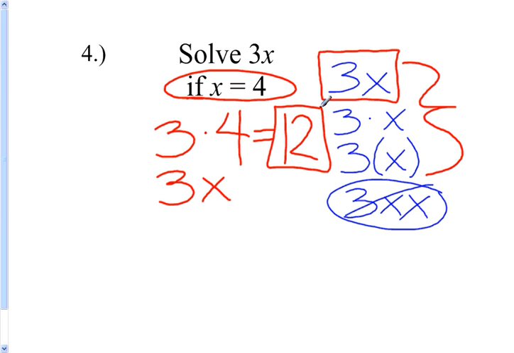3x means 3 times x. We're told that x is 4, so 3 times 4 is 12. Go ahead and try the sample problem that's been provided for you for problem number 4.